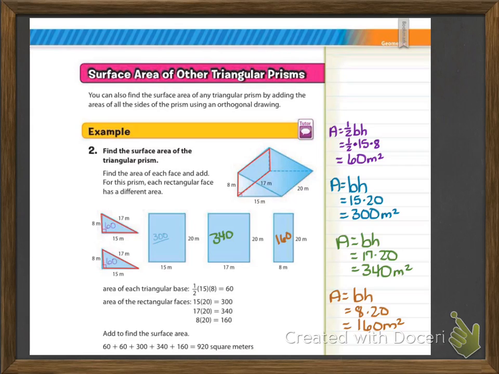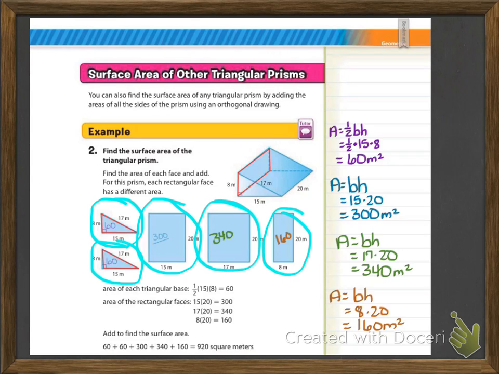So what I would do here is add up all the numbers that I have. I would take my two triangles, and I would add my 60 plus my 60 plus 300 plus 340 plus my 160, and that's how I'm going to end up getting a total surface area of 900 square meters.